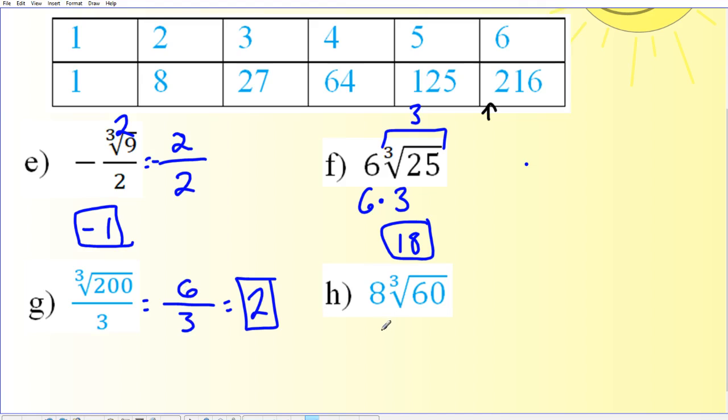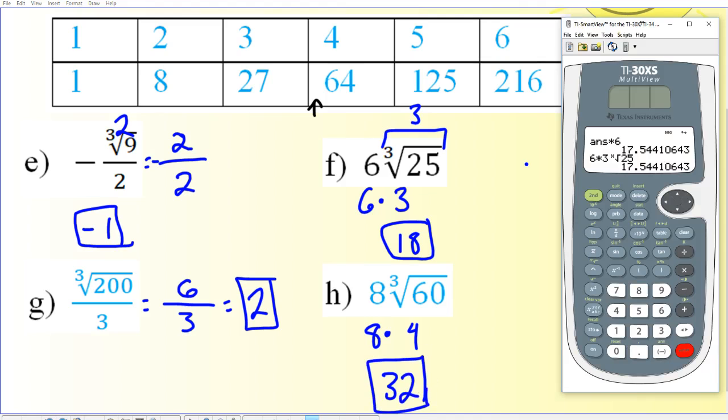Letter H, the 8 times the cube root of 60. So cube root of 60 is a little bit less than 64. So I'm going to say this cube root of 60 is about 4. 60 is close to 64. The cube root of 64 is 4. So this guy's also about 4. Multiply it out. You get 32.